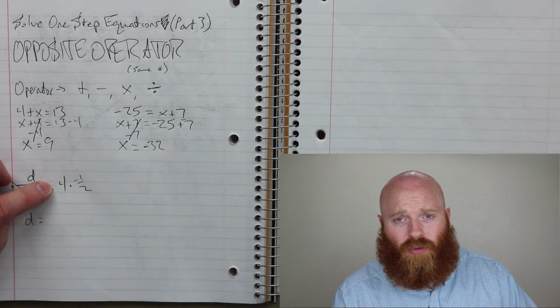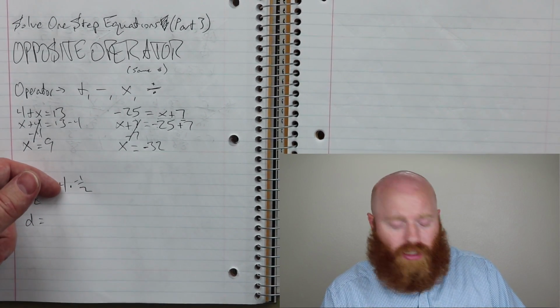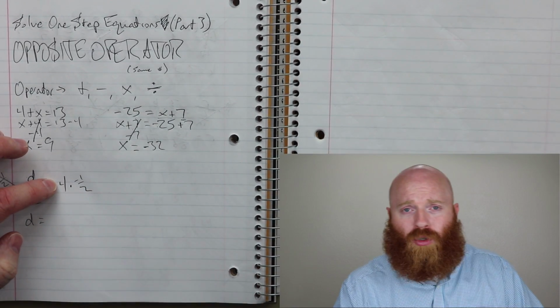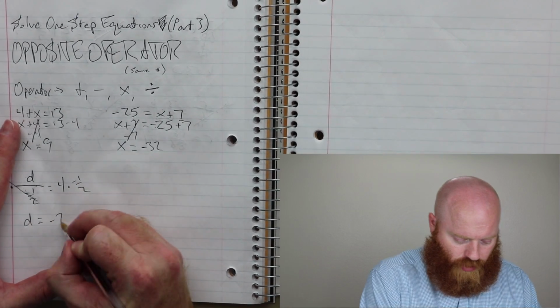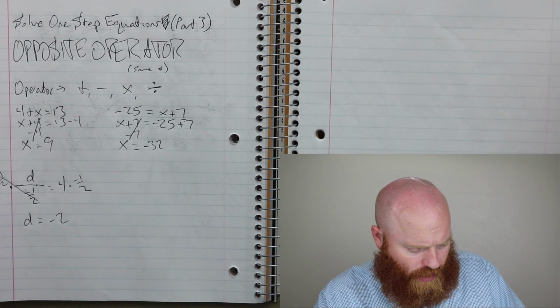And then 4 times negative 1/2. I'm not going to do it, just put it in your calculator. I'm not going to take the steps to explain it. My video is too long. Go watch my multiplying integers and multiply fractions videos. So this one's going to be negative 2. d equals negative 2. 4 times negative 1/2 equals negative 2.